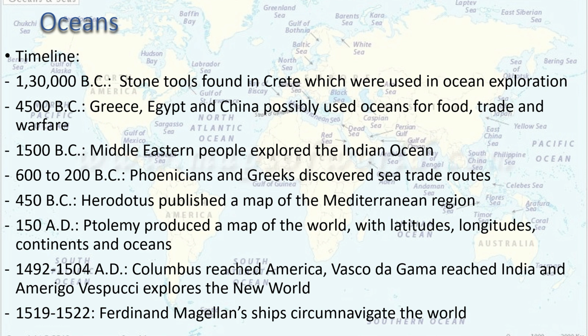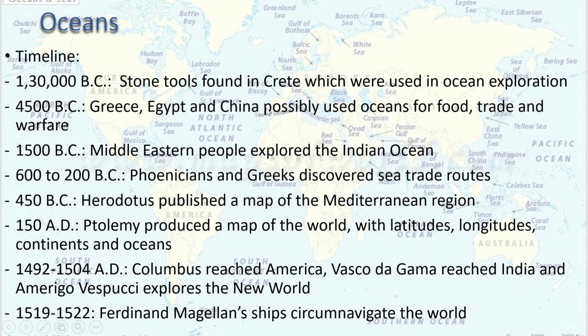1500 years before Christ, Middle Eastern people explored the Indian Ocean down here. 600 to 200 years before Christ, the Phoenicians and Greeks discovered sea trade routes. They discovered the ways to come out down to the Indian Ocean or to the Atlantic Ocean. 450 years before Jesus Christ was born, we have someone called Herodotus, and he published a map of the Mediterranean region up here.